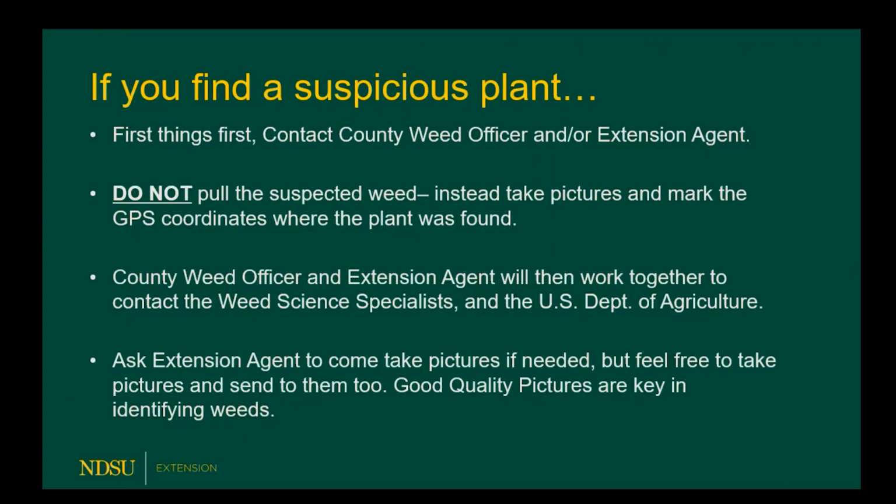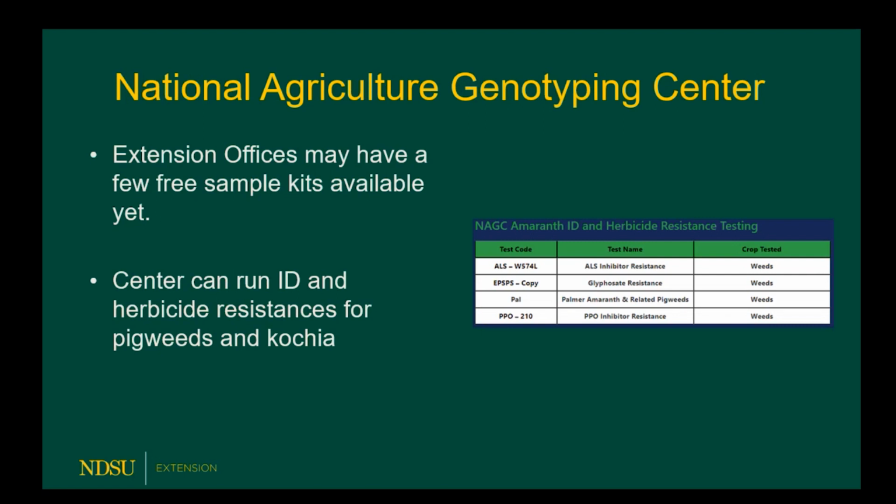So one of the tips I can give is if you find a suspicious weed, the first thing you could do is contact your weed board officer or extension agent. Do not pull the suspected weed, and then take pictures and mark the GPS coordinates, and have them come look at it. Don't bring it in, in case it's water hemp, because you don't want to spread the seeds. So just take pictures and send it to us. And then we'll work together to try to identify it, talk to our specialist, and then get you the results that you need. Good quality pictures are key in the pigweeds, and some other weeds; blurry pictures are not very helpful.